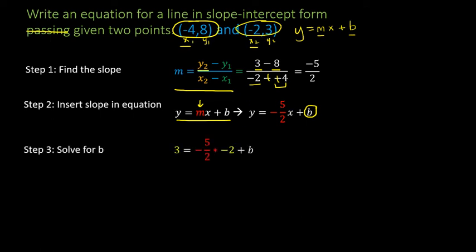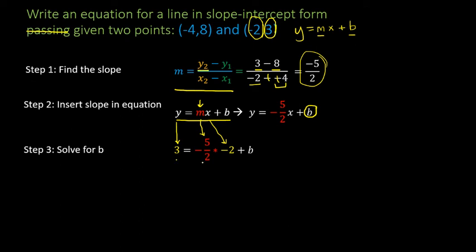So I'm going to pick negative 2, 3. And again, you can pick whichever point you like better. I usually either pick the one that is smaller, the one that has positive values, whichever one looks easier to work with. So once again, notice that I plugged in this y value, 3. I plugged in the slope that we figured out, negative 5 over 2, so m became negative 5 over 2. And I plugged in my x value of negative 2.